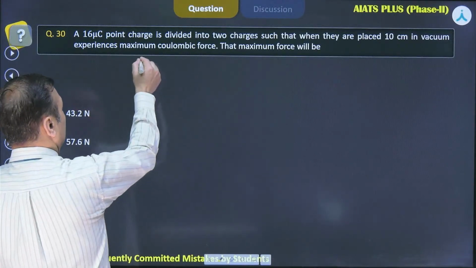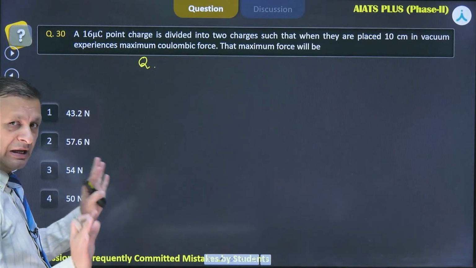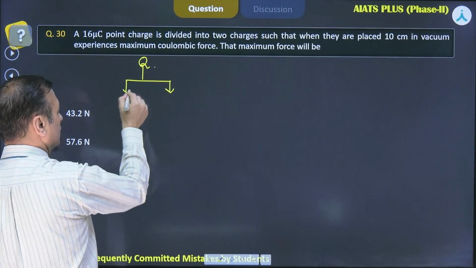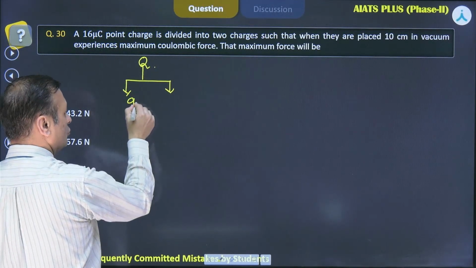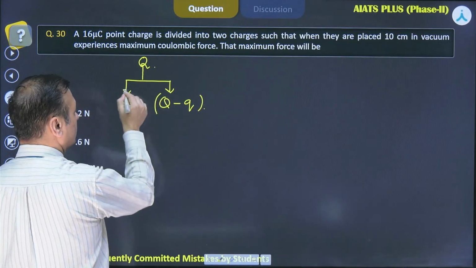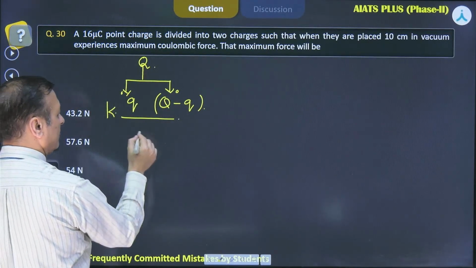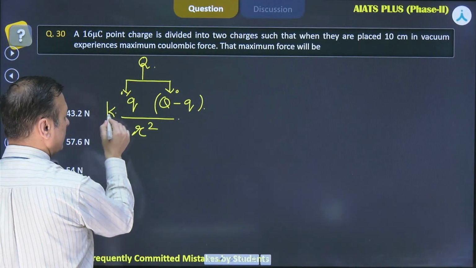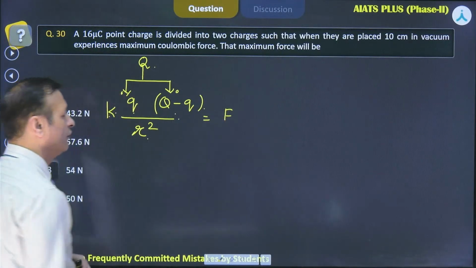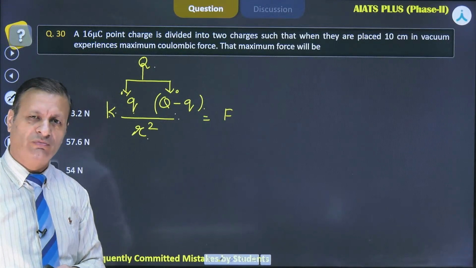So let's build up the concept. We have a charge capital Q. Let's divide it into 2 charges: one is small q, the other is Q minus q. They are separated by some distance r, so the force between them becomes k q1 q2 by r square. This is the expression for the force between these 2 charges. Clear? Any doubt from this part?